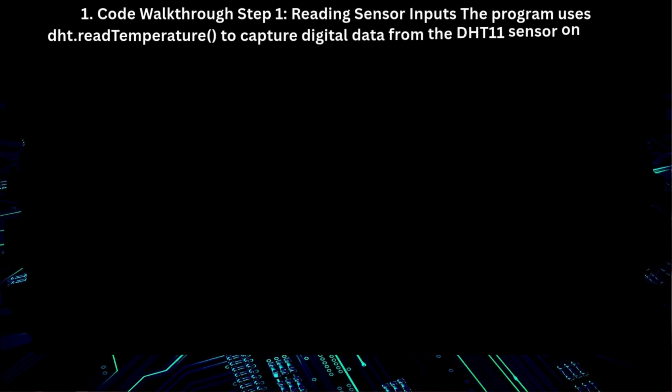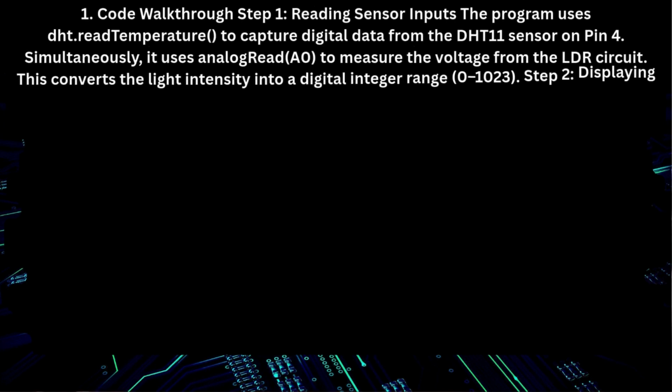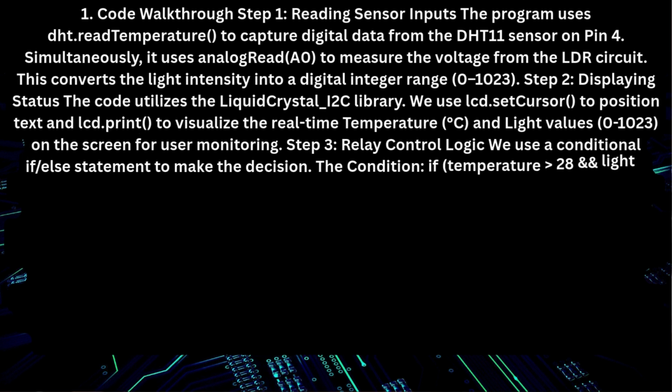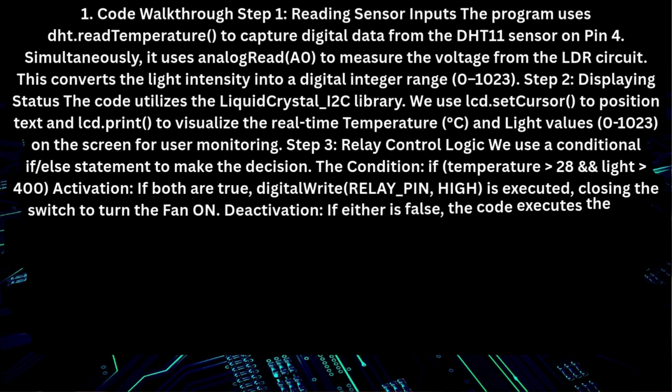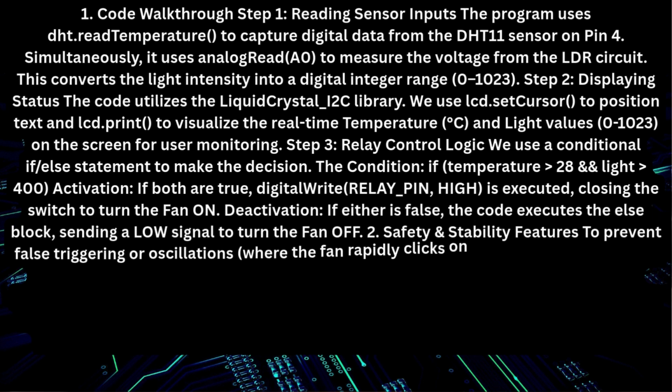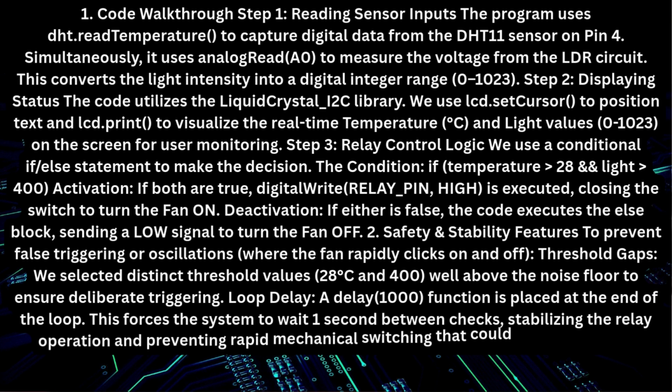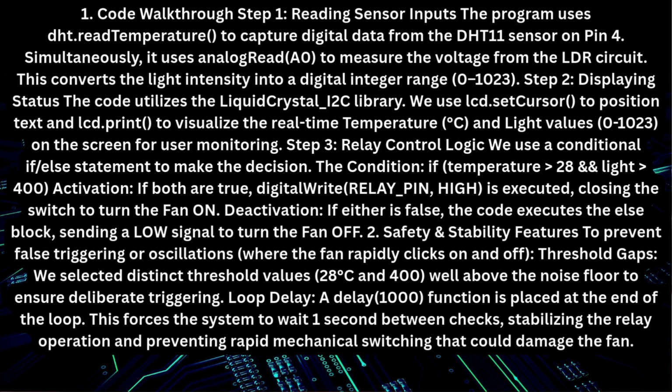This is the walkthrough to our code. The program uses dht.readTemperature to capture digital data from the DHT sensor on pin 4. Simultaneously, it uses analogRead from A0 to measure the voltage from the LDR circuit. This converts the light intensity into a digital integer range.